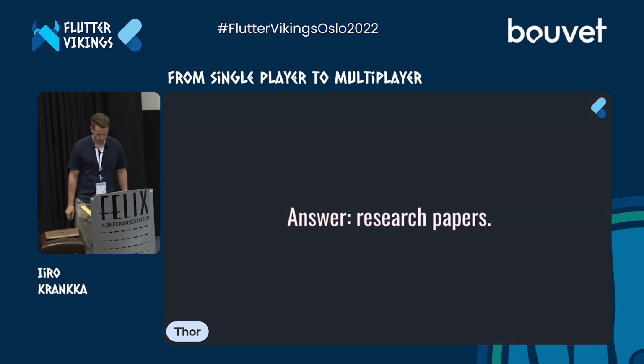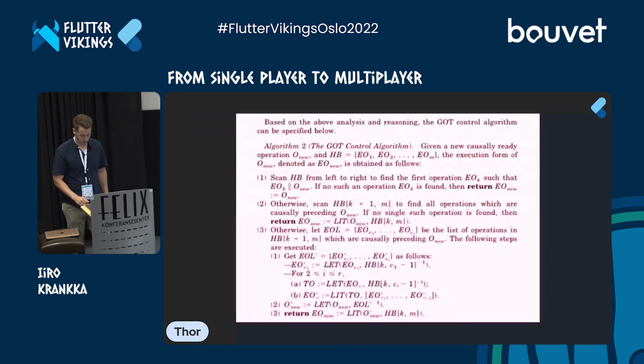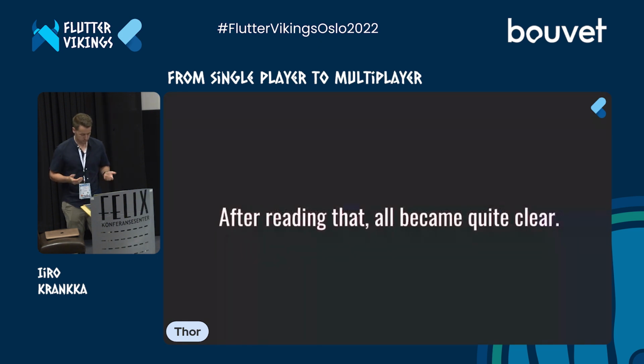You just read a lot of research papers. So what I did next, I went to Wikipedia, and I went through 30 articles. And once you actually get through it, for example, here's the first bullet point: just scan from left to right to find the first operation, and so on. After reading that and all this stuff here, everything became quite clear, and then we were ready to implement this whole thing.